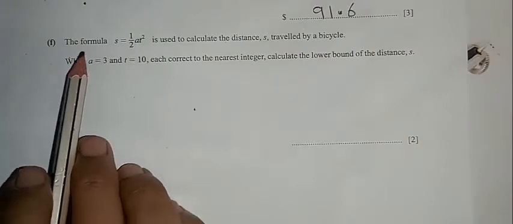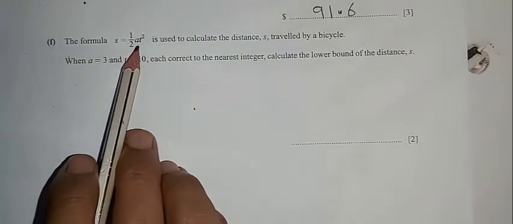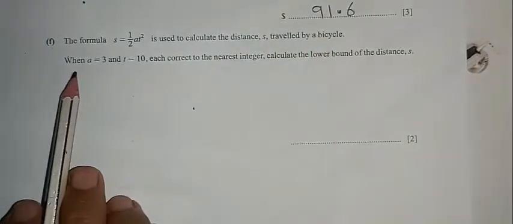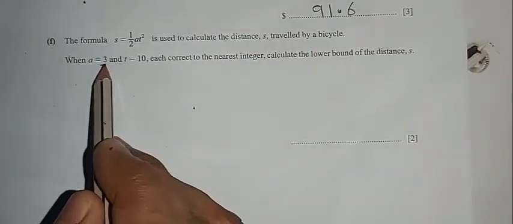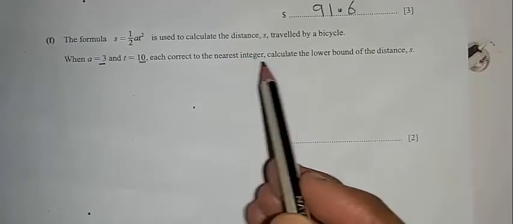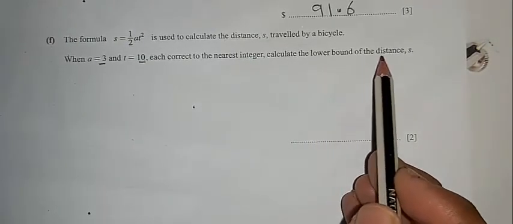In part F, the formula S equals 1/2 a t squared is used to calculate the distance S traveled by a bicycle. When a equals 3 and t equals 10, each correct to the nearest integer. Calculate the lower bound of the distance S.